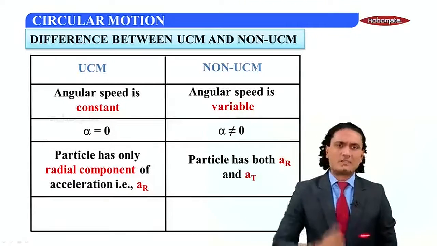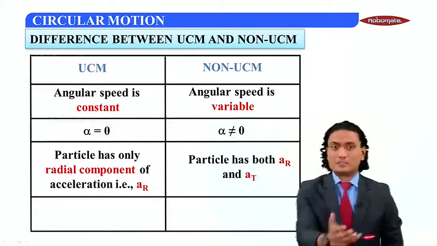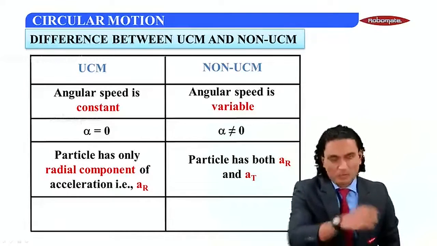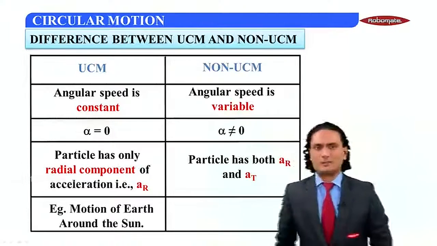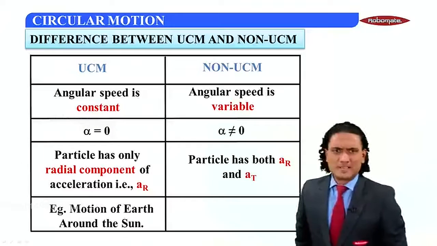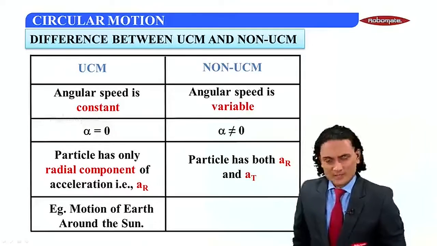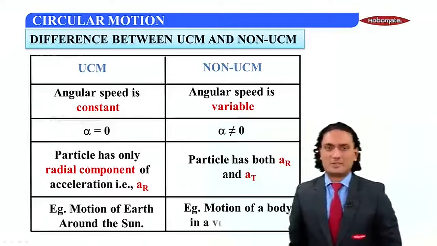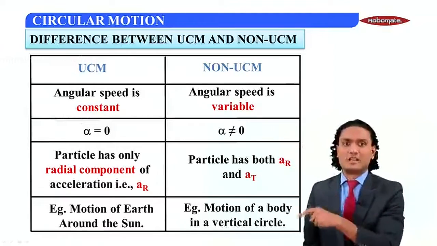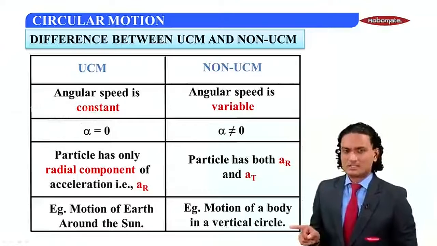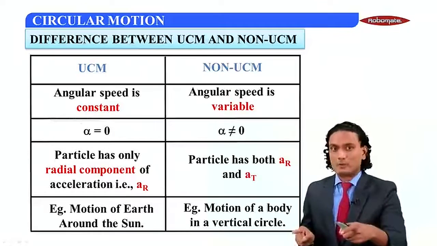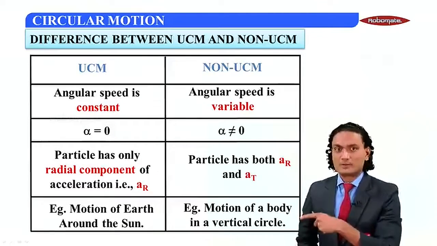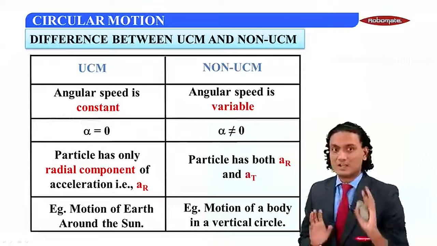The fourth is you can give examples. Example of UCM: the motion of the earth around the sun is a uniform circular motion. Example of non-UCM is motion of a body in a vertical circle. Now students, this is called vertical circular motion. It is a non-UCM and we'll be discussing this in the upcoming module. That's why I brought it over here. Motion of a body in a vertical circle is a non-UCM.